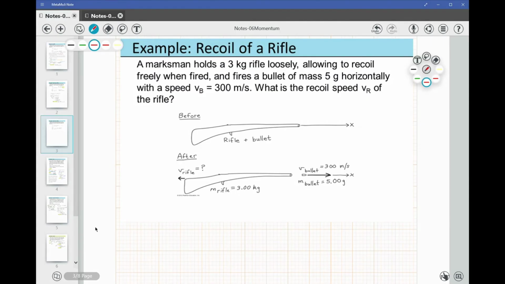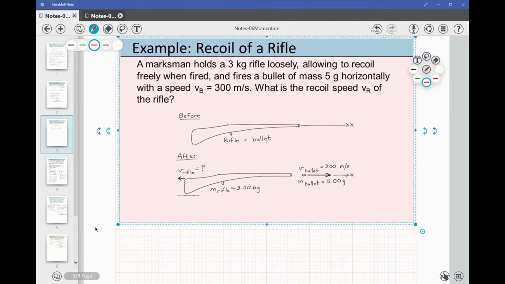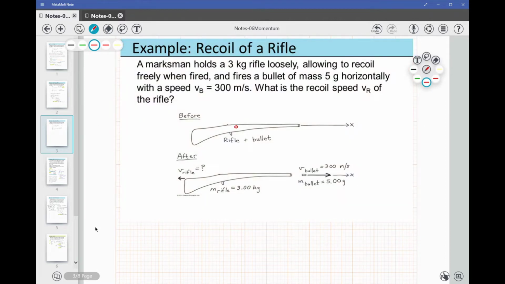Let's work a problem of an explosion and conservation of momentum. In this problem, we have a rifle that initially has a bullet inside. The rifle and the bullet are the system. So the system has two objects that are initially at rest.